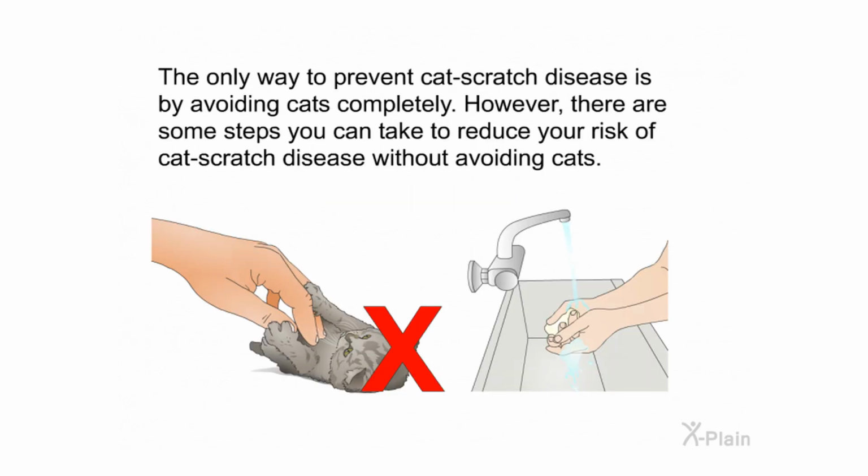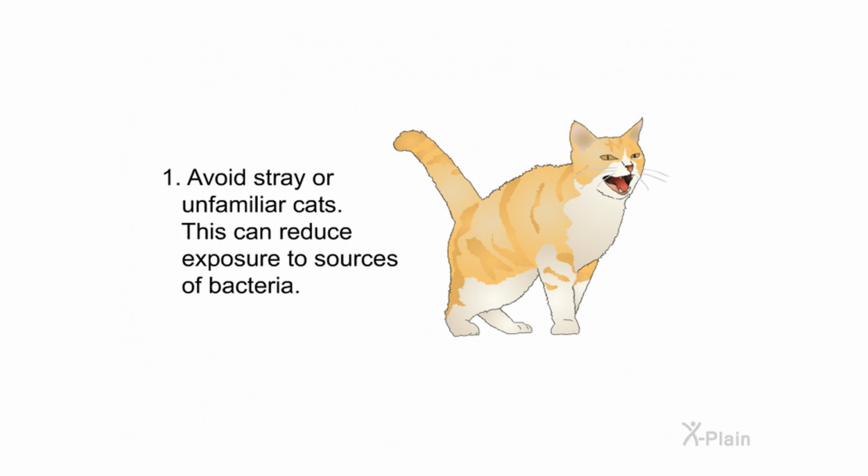Prevention. The only way to prevent cat scratch disease is by avoiding cats completely. However, there are some steps you can take to reduce your risk of cat scratch disease without avoiding cats. 1. Avoid stray or unfamiliar cats. This can reduce exposure to sources of bacteria.